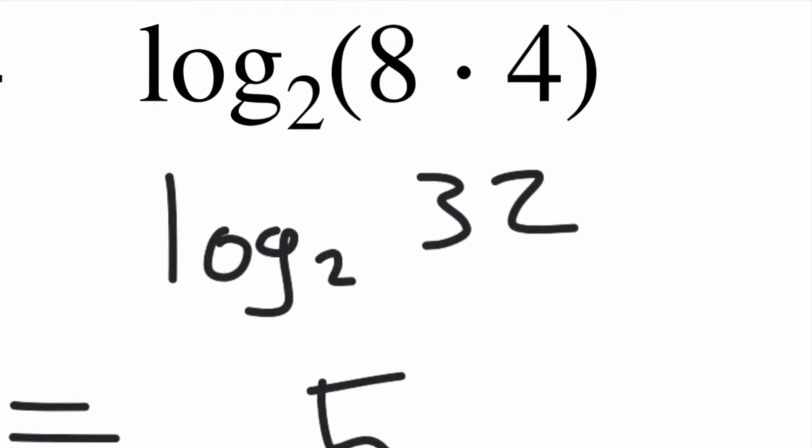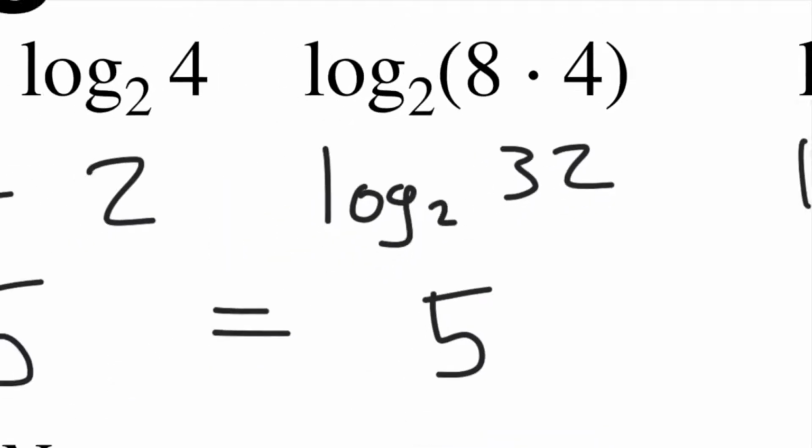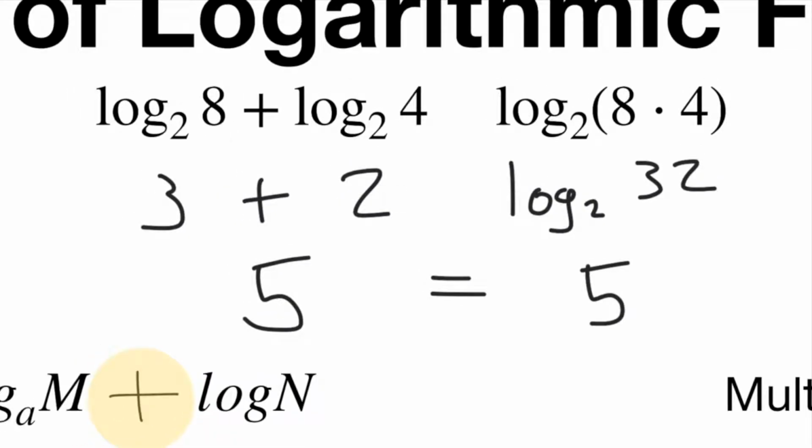Similarly, you could say that 8 times 4 is 32, and what exponent do you need to get from 2 to 32? You need 5. 5 is equal to 5. So you can say that the original two expressions are also equal to each other. Log base 2 of 8 plus log base 2 of 4 is equal to log base 2 of 8 times 4. What we basically have is multiplication on the inside, and then addition on the outside.